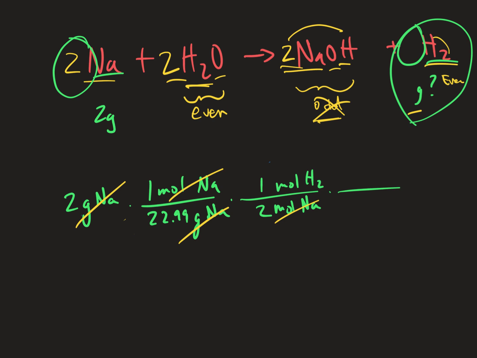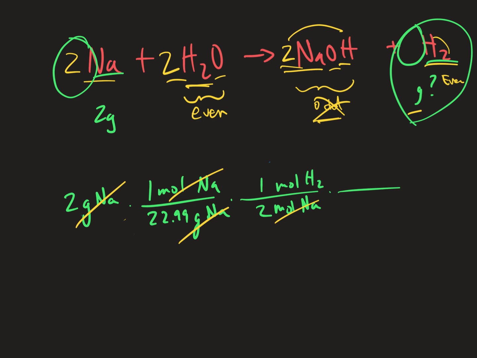And if we look, we're at moles of B. That's our moles of hydrogen in our example. We can go to grams of B, or grams of hydrogen. So we're going to use the molar mass of hydrogen. What is the molar mass of hydrogen? 1.008. Close.